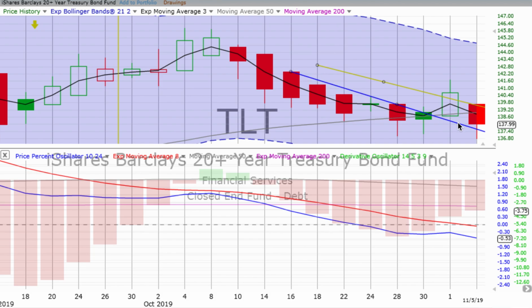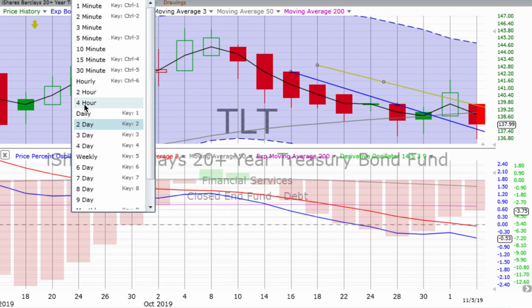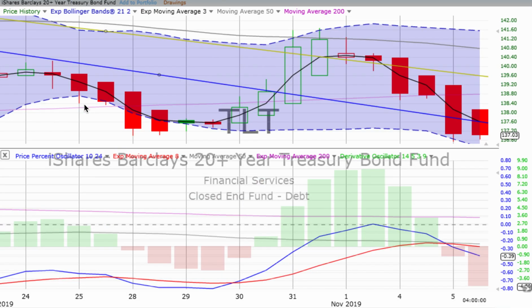So pay attention to where it is now and where price movement is going. We do see the price percent oscillator moving back over, going down. Derivative oscillator still losing downward momentum. That latest 2-day candle, strong down candle, red, no wick on top. Nice long wick on the bottom, plumbing down below the prior low, which is good to see.